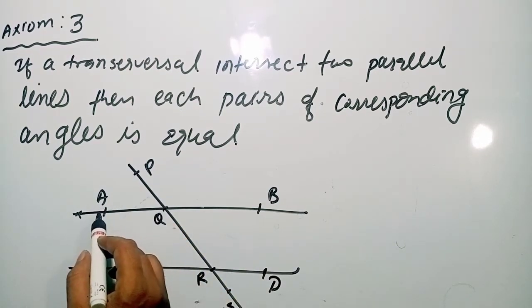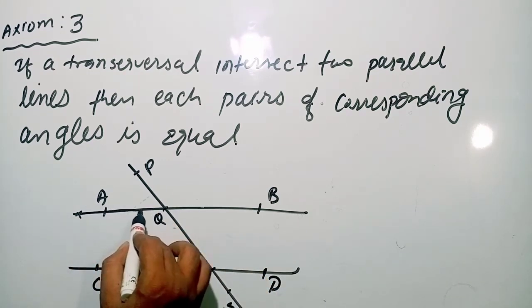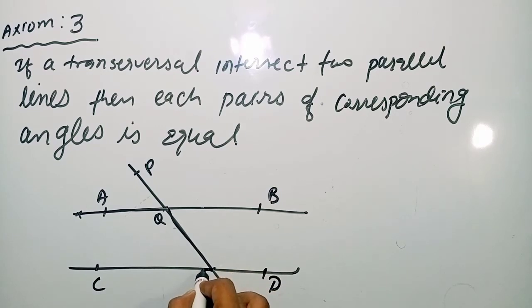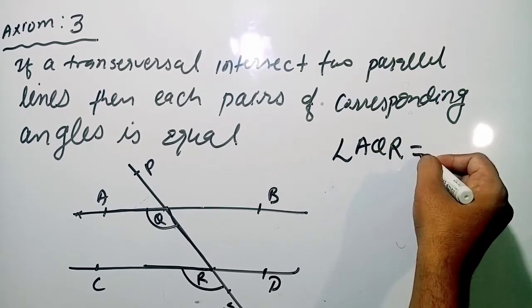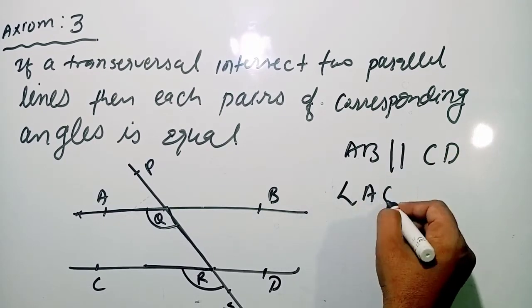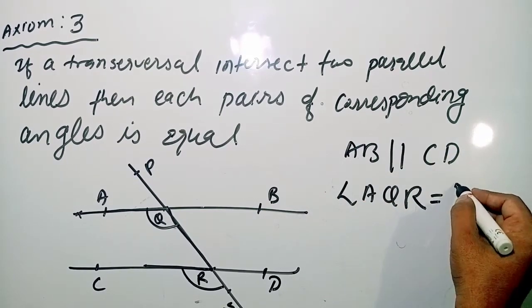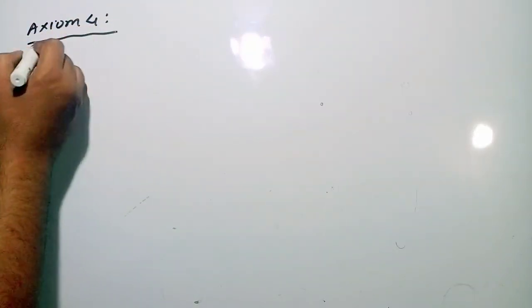So corresponding angles mean angle AQR and angle CRS. Angle AQR and angle CRS are corresponding angles. First of all, writing AB is parallel to CD. So AQR is equal to CRS. So these are what? Corresponding angles. Right, students? Is it clear about corresponding angles? Okay. Axiom 4.